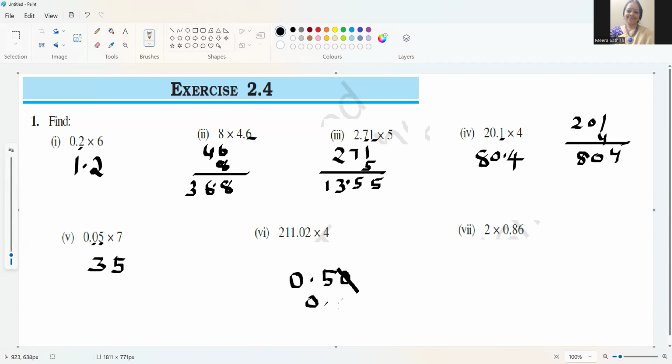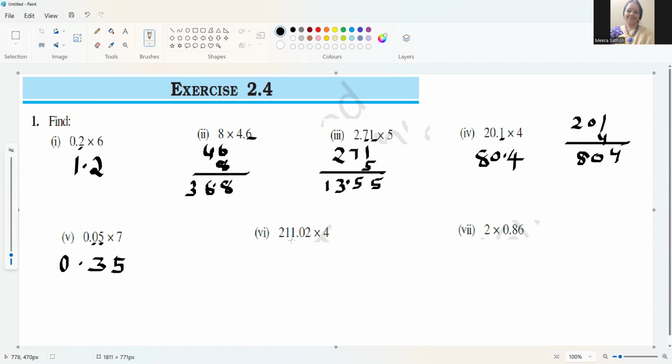But 0.05 means this 0 we have to count. So this is two decimal places. So 0.05 and 0.50, they are different. So 35, now two decimal places we need. After the decimal point, two digits we need. So we have to put the decimal here. There is no whole number part, so don't leave it like that. We can just put a 0 there. If you didn't put 0 also, no problem. But let us put a 0 there.